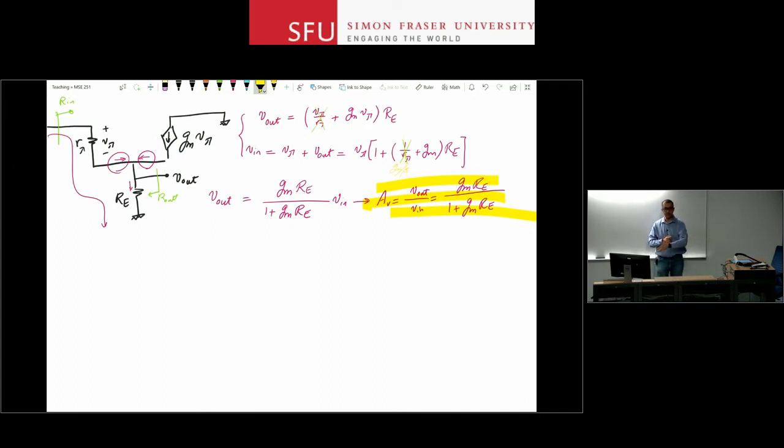If my voltage at the output is going to be smaller than the input, why would I need a circuit like this? I'm not gaining any voltage gain here. So pause for a second, think about why I may still call this an amplifier, or I still do call this an amplifier.